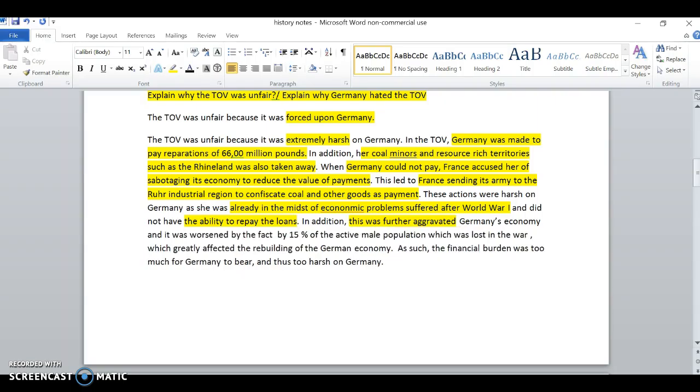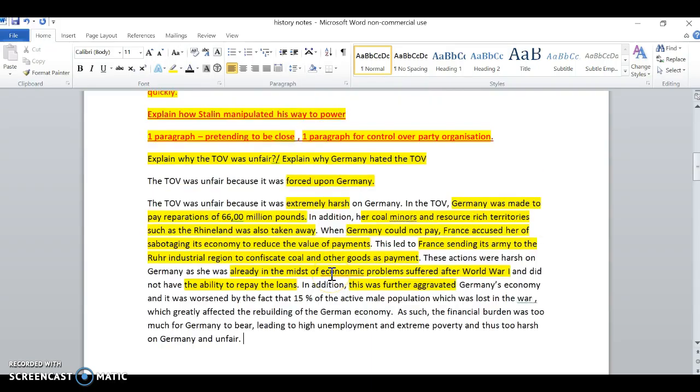by the fact that 15% of the active male population was lost in war, which greatly affected the rebuilding of the economy. As such, the financial burden was too much for Germany to bear, so cause and effect again. You can add on, leading to high unemployment, and with unemployment comes extreme poverty. Thus it was too harsh on Germany and unfair. So you're linking back to the question again.